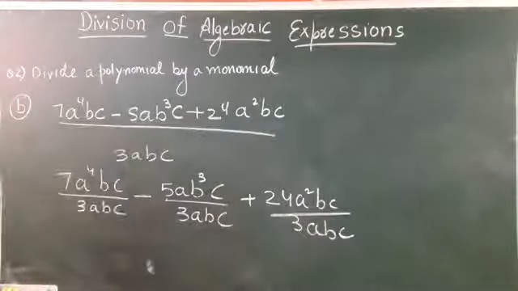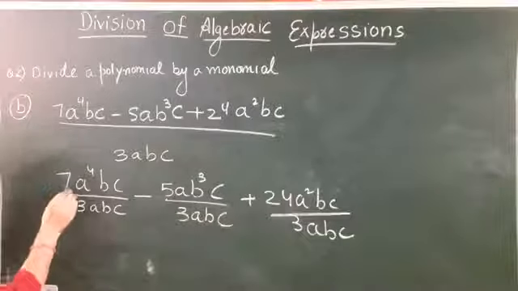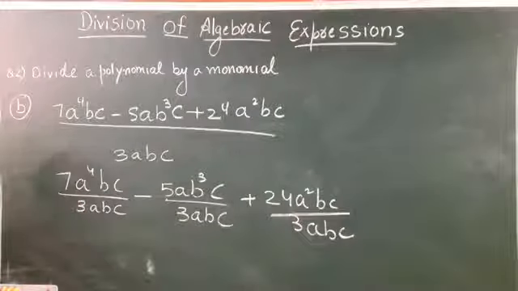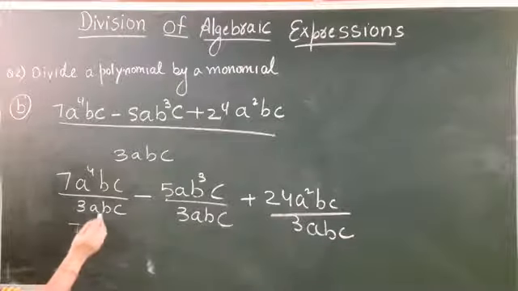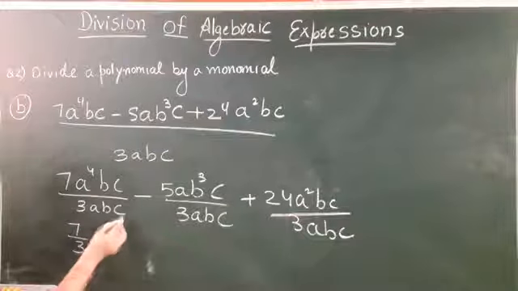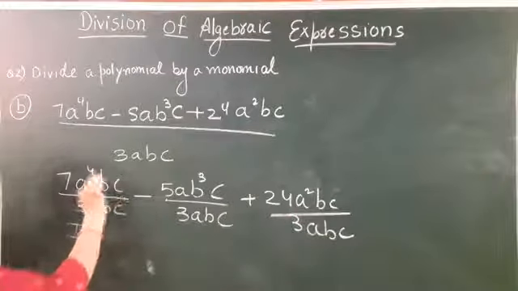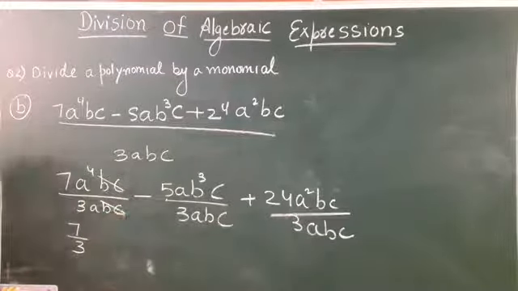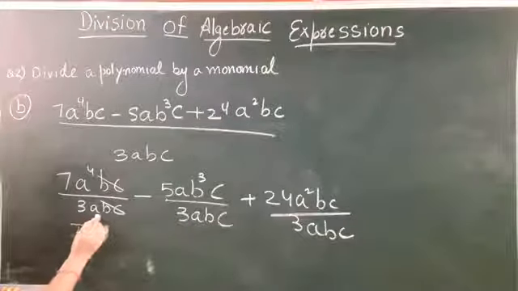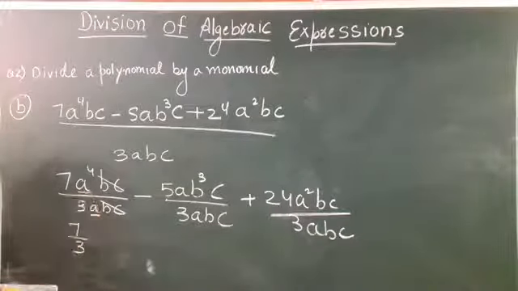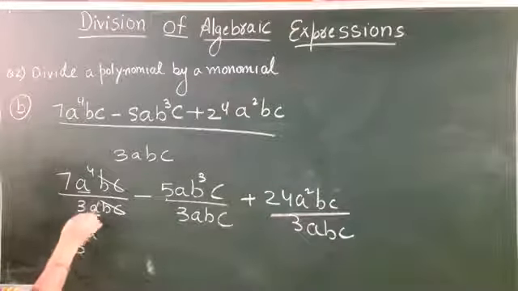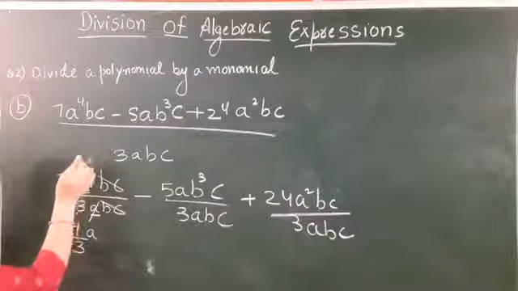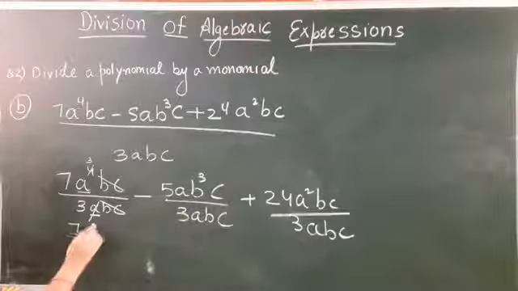Okay. Now we will start division. How? We cannot divide 7 by 3, so we will leave it as it is. Right? Now here you have 1 time b, 1 time b, 1 time c, 1 time c. So b and c will cancel out. Here you have a 1 time and here you have a 4 times. So how many a you will get now? This 1a will cancel out with 1a and you will be left with only a cube.